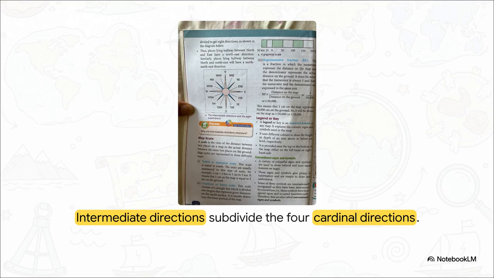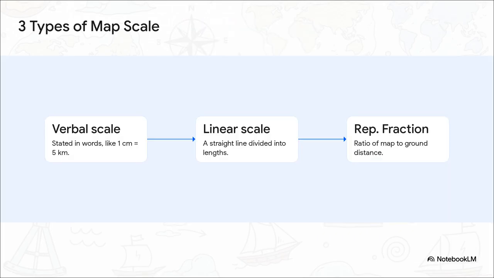But for true real-world precision, cartographers have to subdivide these into intermediate directions. Places sitting halfway between north and east are, you guessed it, northeast. And you can chop those up even further into north-northeast and so on. That 360-degree precision is a total game changer. And it's essential whether you're hiking a remote trail or piloting a giant cargo ship. Okay, once you know your direction, you gotta know how far you're actually going.